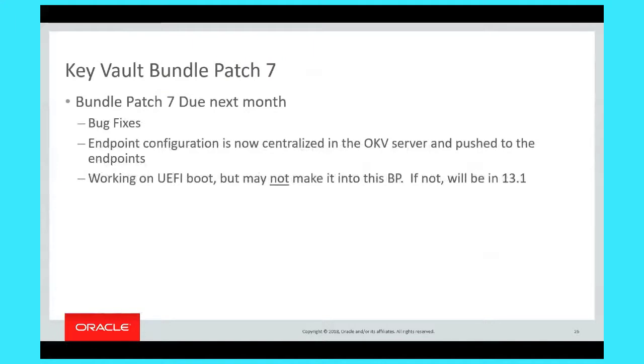Suppose you have one Key Vault and that Key Vault has 100 databases that are using it. Each of those 100 databases has an endpoint. Each of those endpoints has a configuration file. Today in Bundle Patch 6, you control those configuration files on the endpoint servers. So if you want to make a change to your configuration, you're going to go to 100 different endpoints and make that change on each of them.